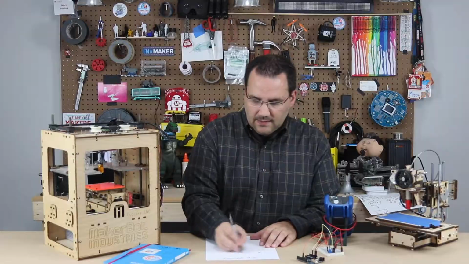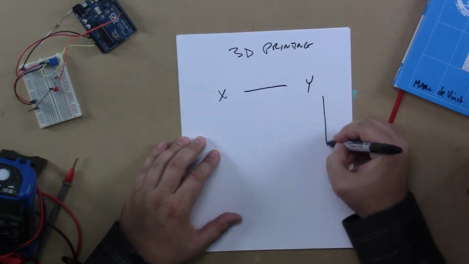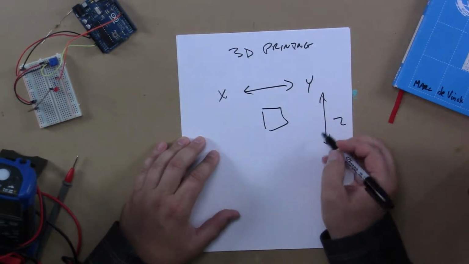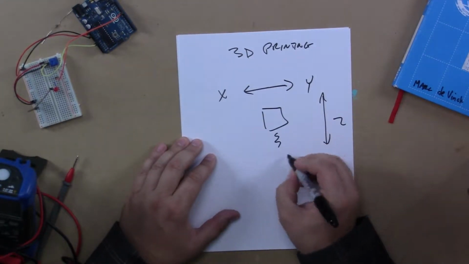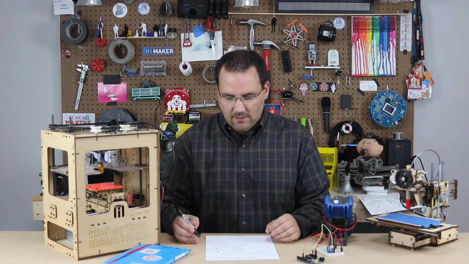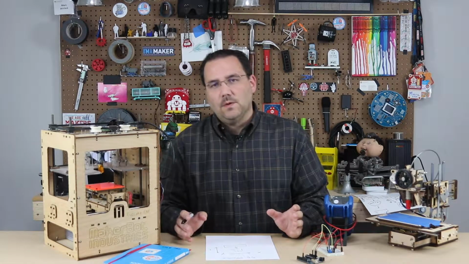Now you might look at this and say, okay, what do we need to do? We need an X and we need a Y and we need a Z, right? We need to move this extruder head. The extruder head has to melt out plastic, all right? So there's my sketching of my diagram. But here's where it gets complicated.